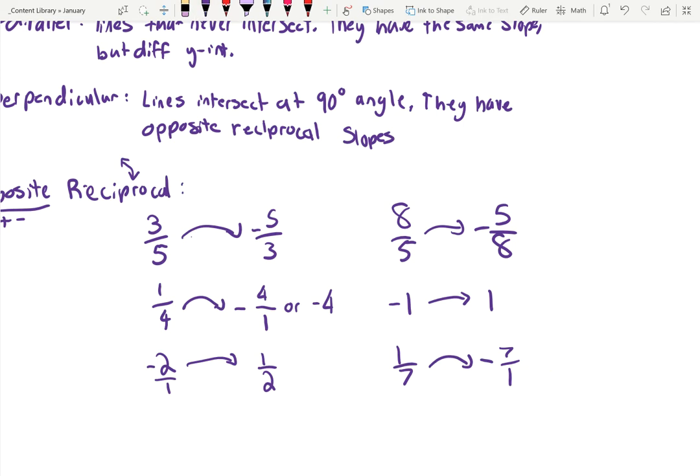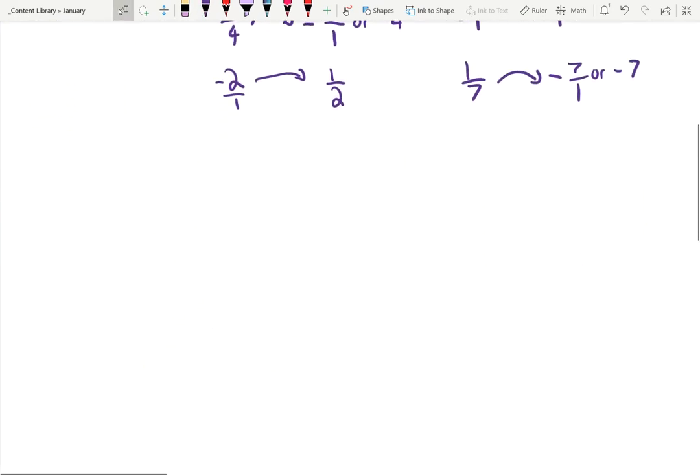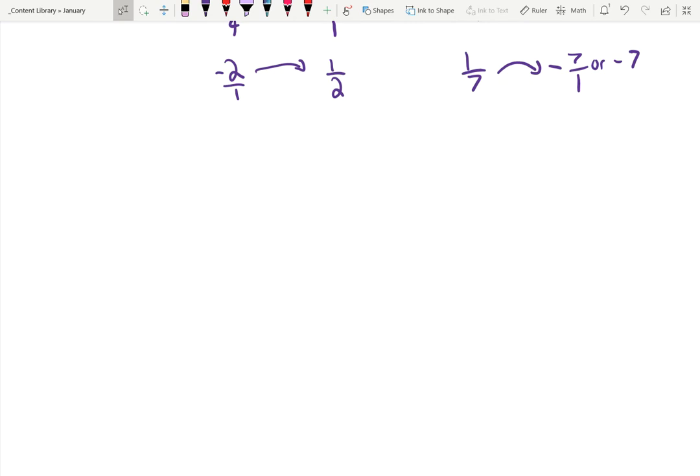Okay, so or -7, just to make it the same as the second one we did. All right, that's what opposite reciprocal means, and that's going to be something that we are going to need to know for what's coming up. So now let's do some problems real quick.